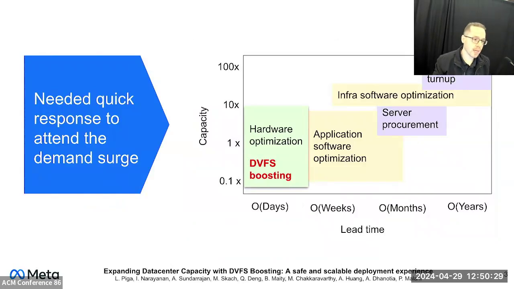In general, we have many different ways to expand capacity. From the top right, we can build new data centers and put extra machines there, but that would take years. Another option is to buy new servers, but during COVID the supply chain was disrupted and we were not getting servers quickly enough. Then we can do application software optimizations, or hardware configuration like DVFS boosting. In this talk, we focus on DVFS boosting. We did some of these other techniques during COVID, but this talk is just about DVFS boosting.